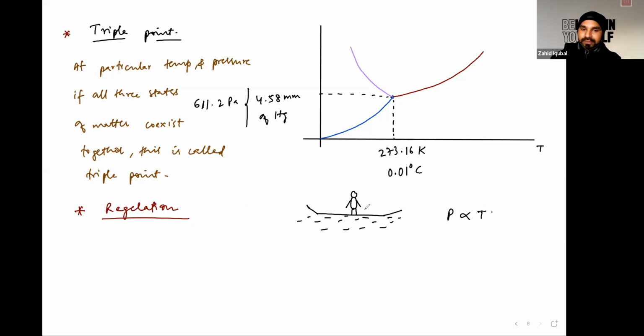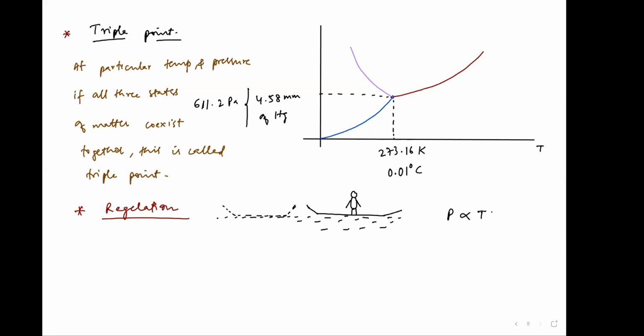Now, on getting shifted, this skateboard moves slightly to some new point, and the melted water, due to the surrounding temperature, that is ice, again refreezes into ice. This entire process is called regelation. Is it clear?